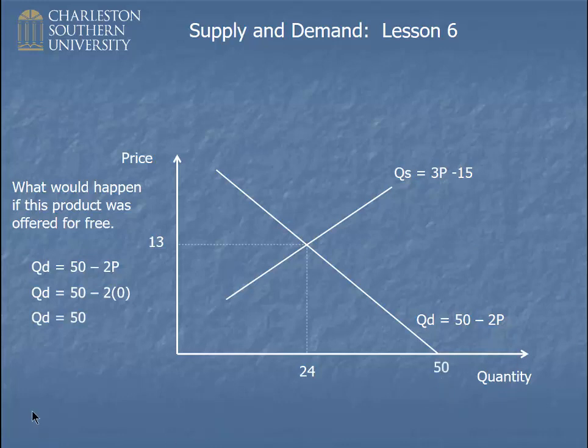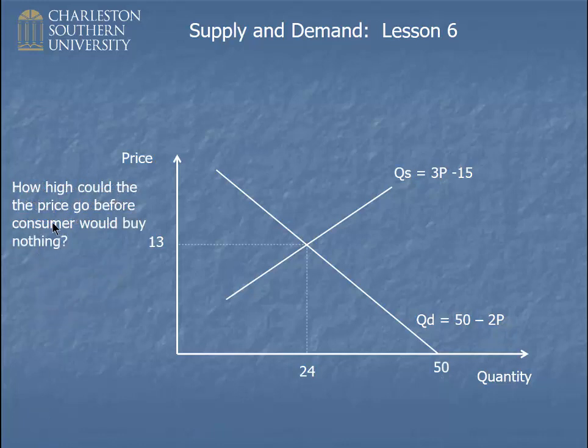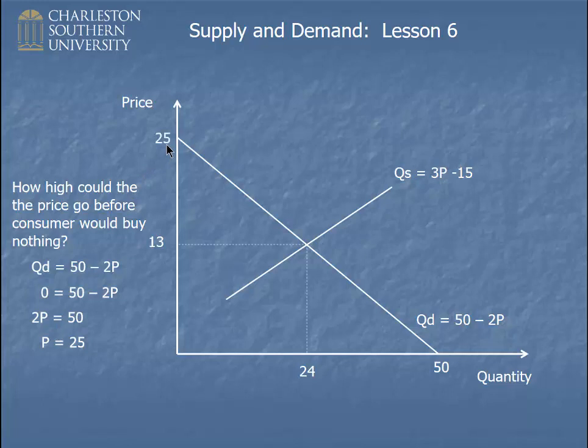Let's try another one. How high could the price go before consumers would buy nothing? Again, that would be up here someplace. As the price gets higher and higher, quantity demanded gets less and less, and way up here, at this spot right here, the quantity demanded would be 0. So I write the equation, but in this case, I just set QD equal to 0 because I'm looking for the price that makes the quantity demanded 0. Now I'm just going to solve the simple equation by adding 2p to both sides. Then p is 25. So this number up here is 25.